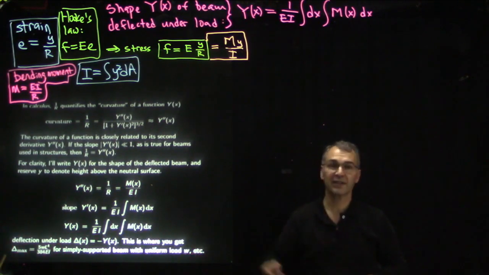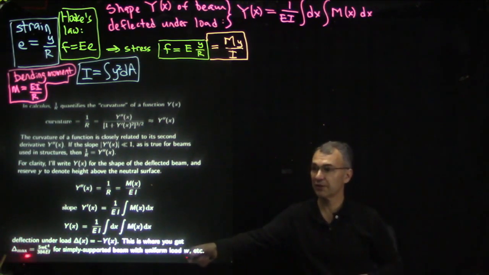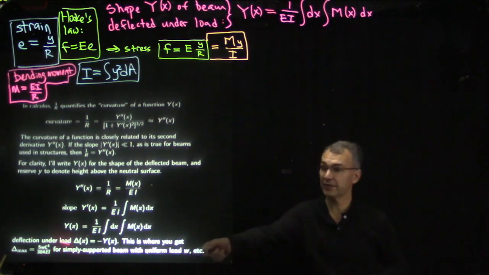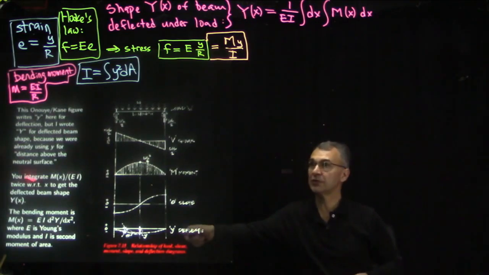If you liked calculus enough to watch the last example, you saw that we used that to work out this obscure-looking result, which you'll see in many places, but how to get it is a bit obscure: 5WL to the fourth over 384 EI for the maximum deflection, which is at midspan of a simply supported beam with uniform load W, and so on. So then back to this Onouye Kane figure.